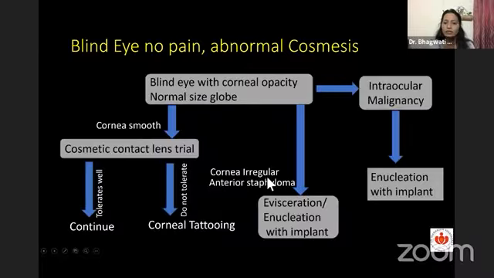If the corneal surface is irregular or the anterior staphyloma is present, you can go with evisceration or enucleation with the implant. In case on B scan there is an intraocular malignancy, you can plan for enucleation with the implant.